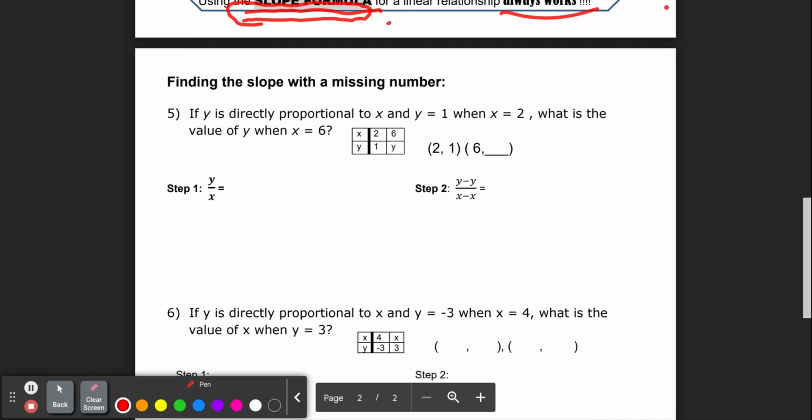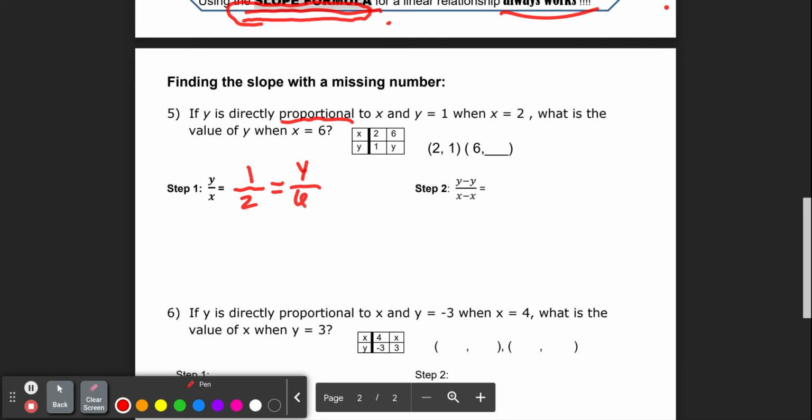So what you're going to do, this says a direct proportion. That means we have to set up a proportion. And if y is directly proportional to x, it's going to be y over x. So we're going to set up a proportion, which is two fractions. So if y is 1, the 1 goes there, and x is 2 goes there. What is the value of y? So we're going to have to try to find that y when x is 6.